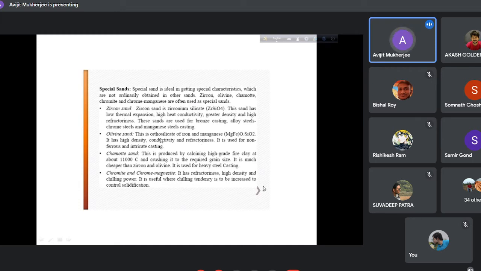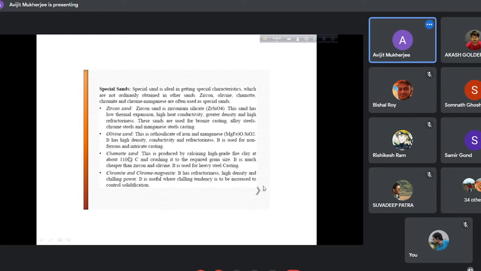Olivine sand, which is nothing but orthosilicate of iron and manganese. What is the formula? MgFeOSiO2. Orthosilicate of manganese and iron. And what are the advantages? It has high density, conductivity of heat, and refractoriness. It is used for non-ferrous and intricate casting. Intricate means very complex, critical shapes, having various nooks and corners, curved parts, complex curved sections. That is the intricacy. And also for non-ferrous.